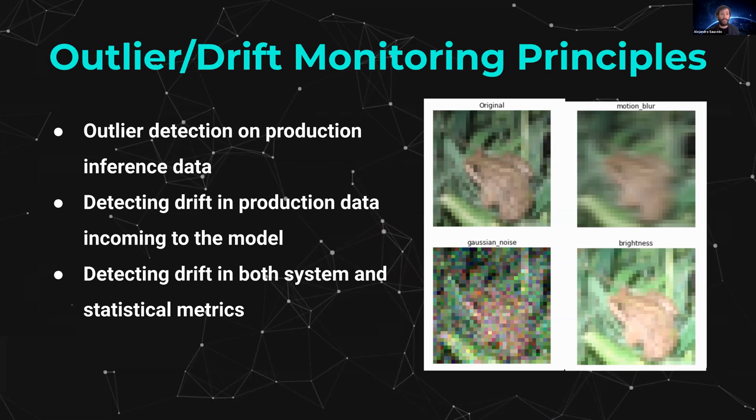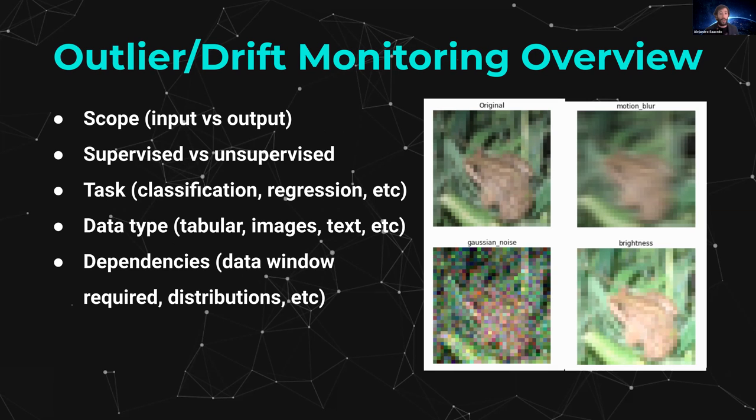We'll see what that actually looks like in practice. Outlier detection, basically, is when you have data that doesn't fit the distribution of the type of data that you're seeing, or drift that you're seeing perhaps in certain windows of the processed inference data, divergence that may flag some malperformance in your deployment. This can be on scope, input versus output. It can be supervised or unsupervised, and it can still be for classification, regression, etc.